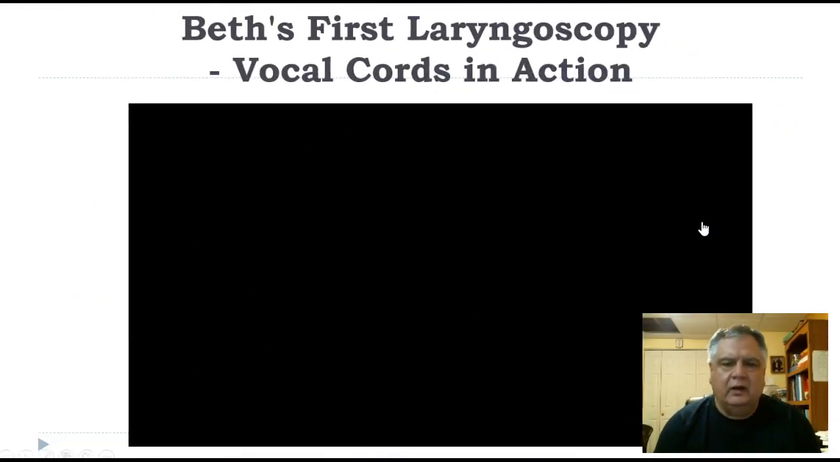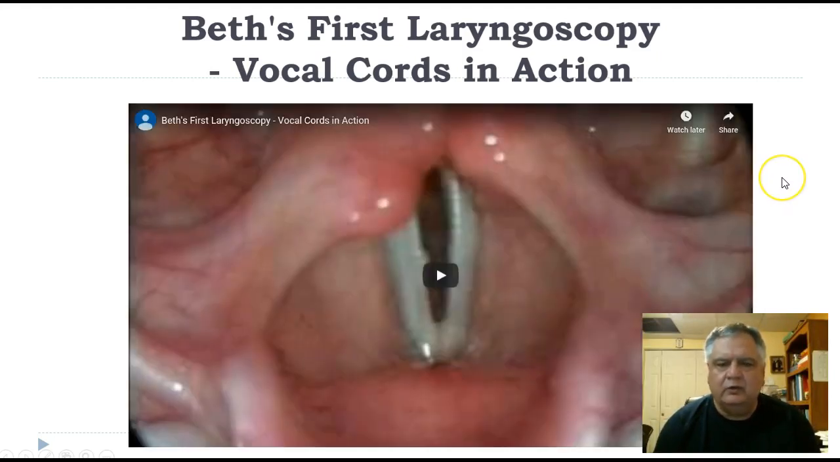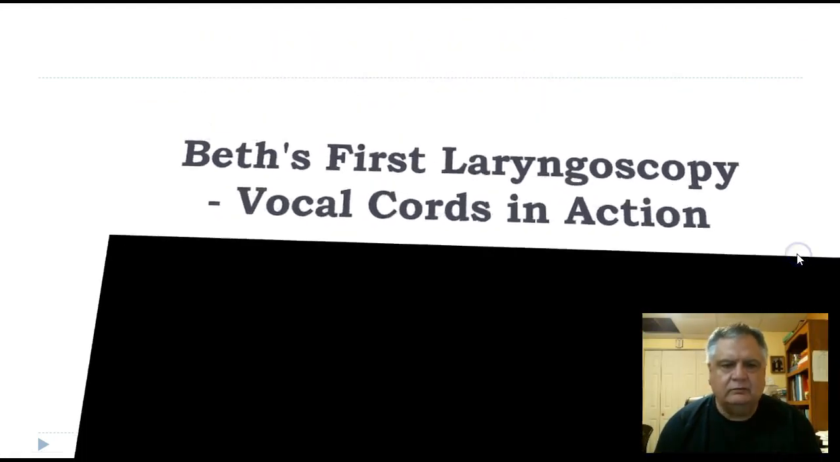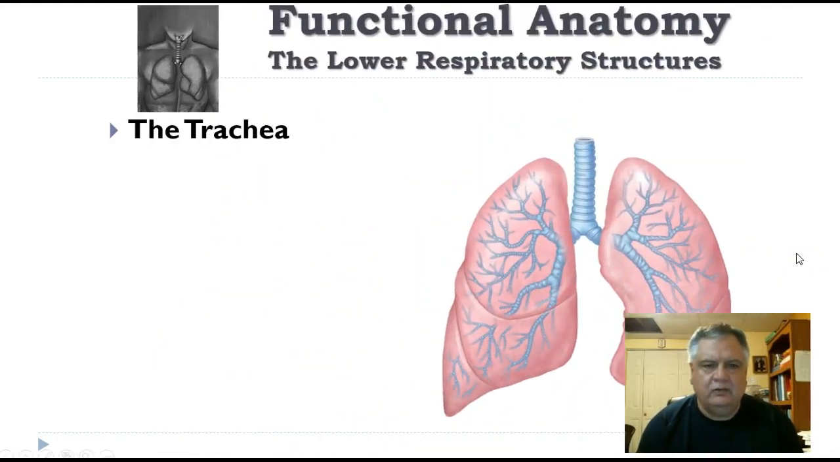Now, here's a slide that I'm not going to go over right now, but you can take a look at it. I have it posted on Canvas. This is Beth's first laryngoscopy. I recommend you look at it. It helps you get a better understanding for the vocal cords and how the vocal cords actually work to produce sound. So there's the picture, and again, you can take a look at that in Canvas under videos and animations.